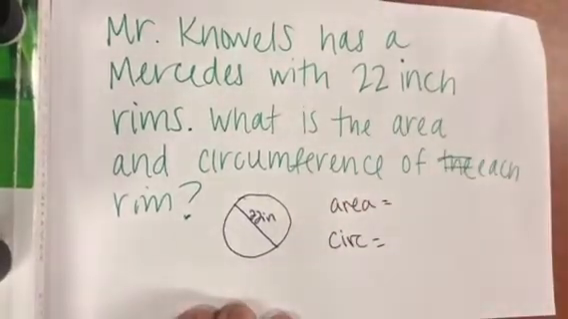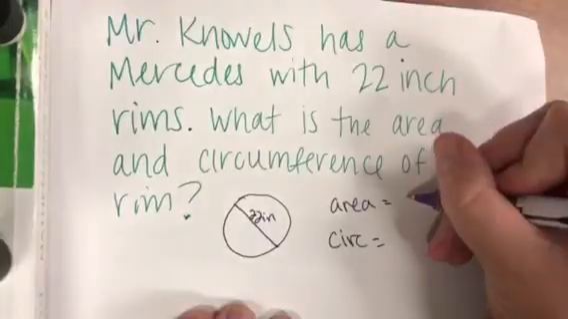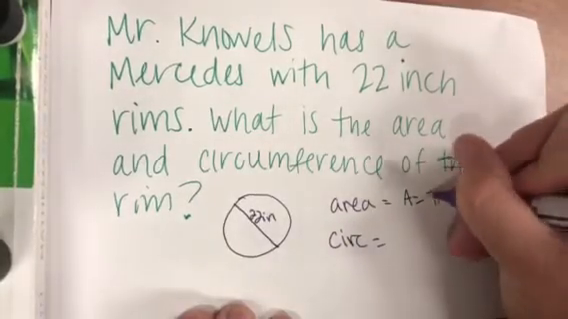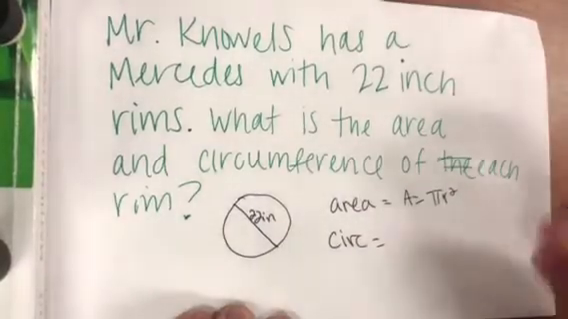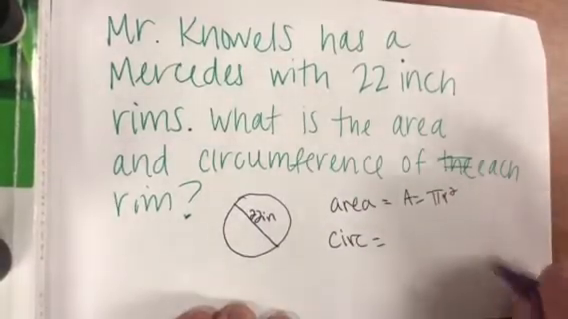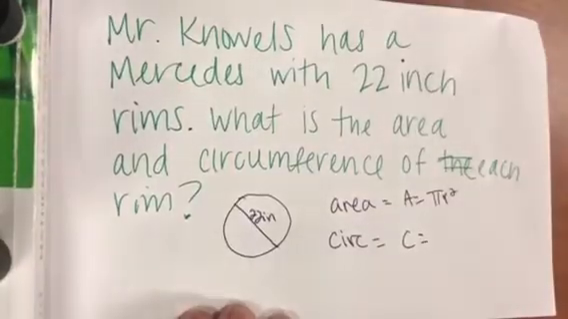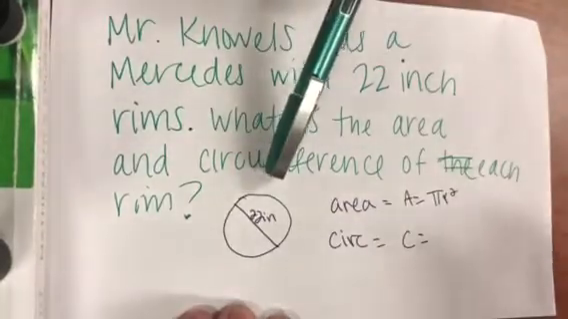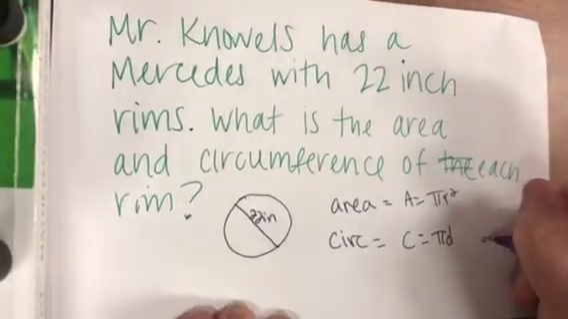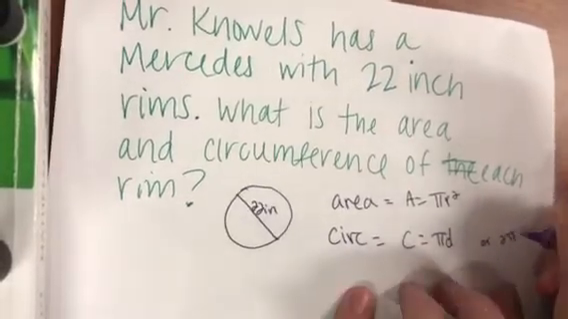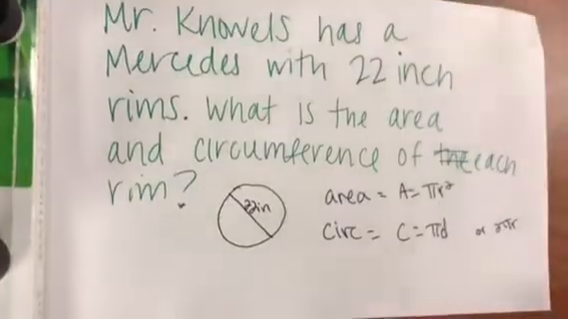What was the formula for area of a circle? A equals pi r squared. I wasn't going to put the A equals because I had area. Now, what's the formula for circumference? C equals. And because I have the diameter, I'm going to use the equation pi d. If I was given the radius, it would be 2 pi r. Which is 2 times r, which is the diameter.